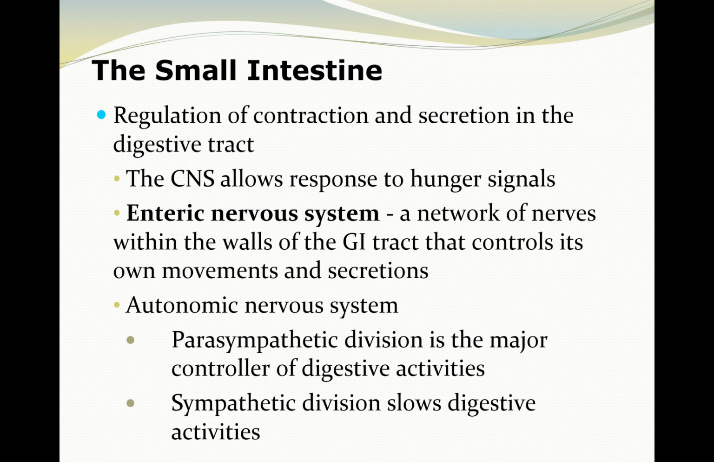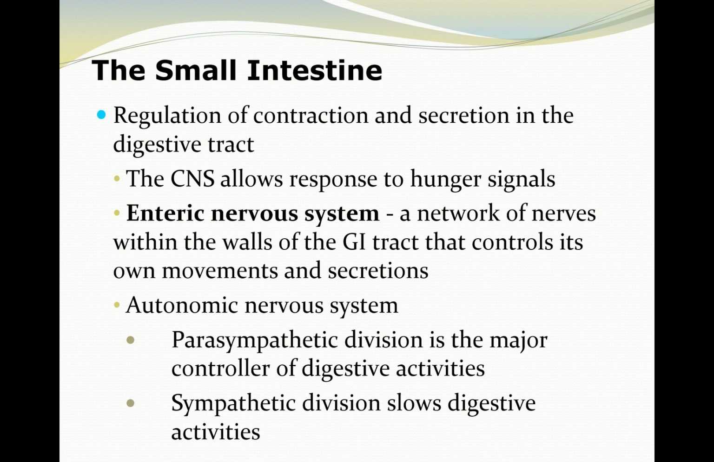All right, so the small intestine also has regulation of contraction and secretion through the central nervous system and the enteric nervous system. The central nervous system will allow the response to hunger signals. A lot of that's going to happen in the hypothalamus, and it's hormonal, etc. And the enteric nervous system is a network of nerves within the walls of the GI tract that controls its own movements and secretions.